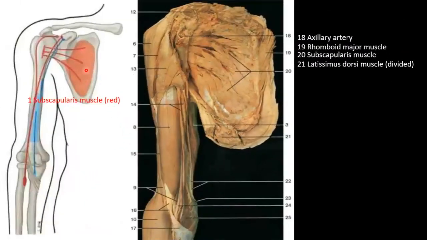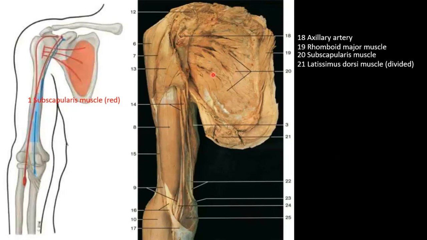Okay, here we can see it, see where it originates. Then here you will have a bursa which is separated from the bare area of the scapula, and that bursa will communicate with the shoulder joint. Then it is inserted here into the lesser tubercle. Okay, here is the muscle.